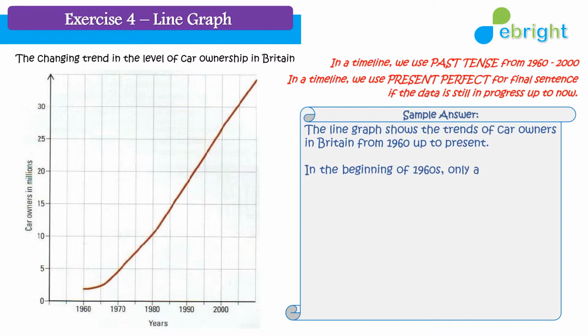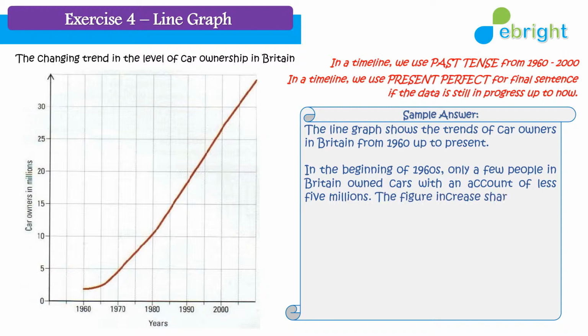In the second paragraph, we can type, in the beginning of the 1960s, only a few people in Britain owned cars, with an amount of less than 5 million, as you can see over there. The figure increased sharply in the mid-1960s to 1970 with the total of car owners doubled. So 1960 until 1970 doubles from maybe around 2 million up to 5 million owners.